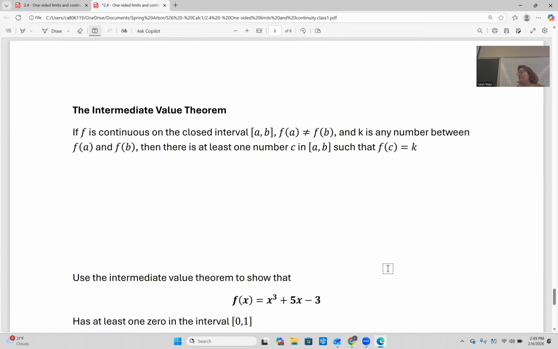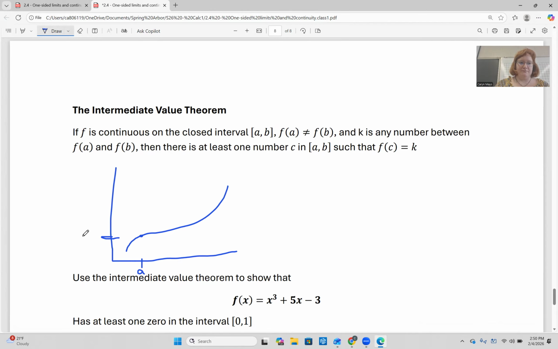This sounds complicated, and when I start drawing a picture, it's going to be, isn't that an obvious fact? It's saying, here I have a graph. Here is my function. Say here is A, meaning over here on my y-axis is f of A.